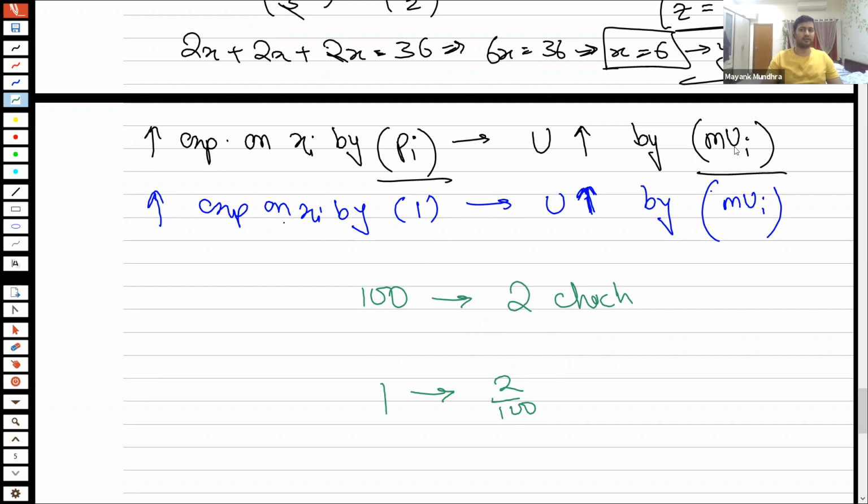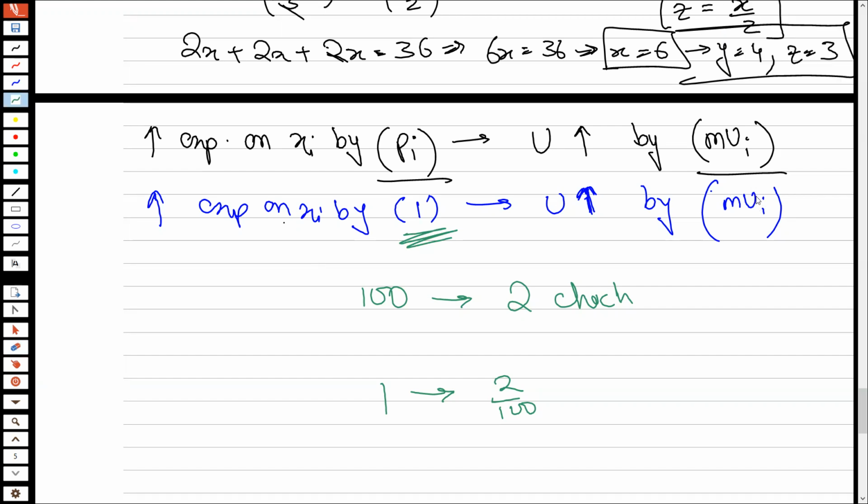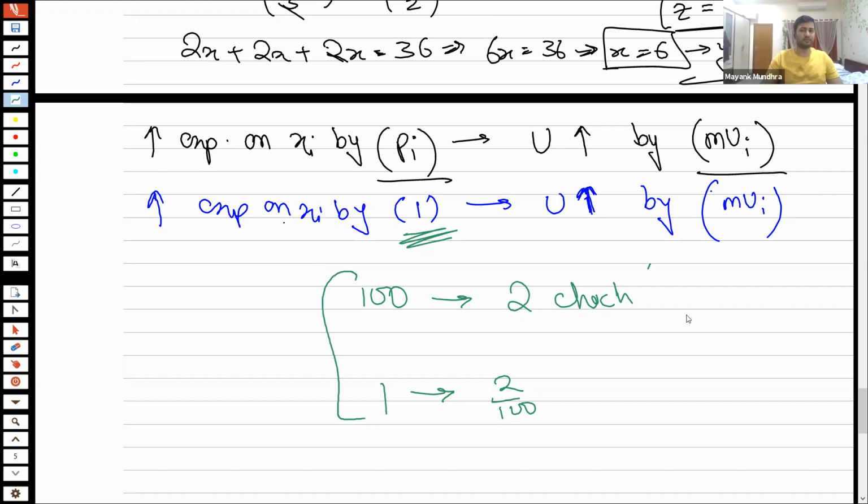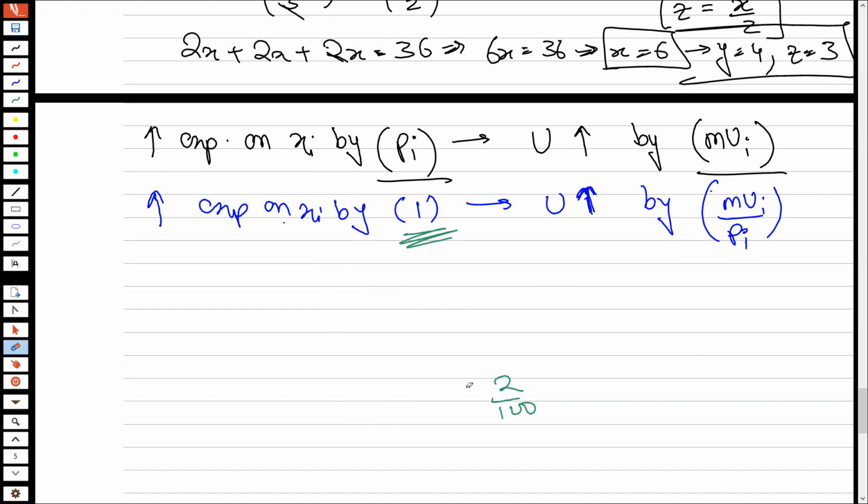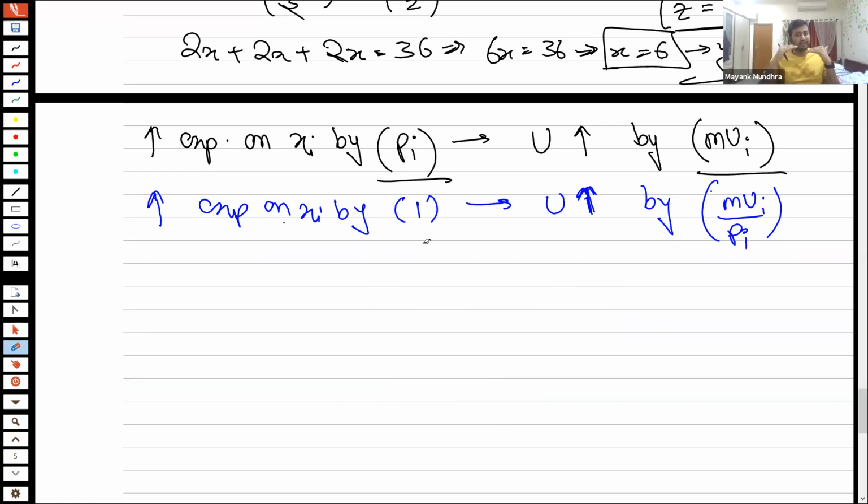Suppose Pi is 100, MUI is 2. Now again, if expenditure increases by 1, how much will be increased in utility? MUI by PI. Very good. So this is the simple unitary method we used to do in school. If expenditure on Xi increased by Pi, my marginal utility would go up by MUI. If expenditure increased by 1, marginal utility would go up by MUI by PI.